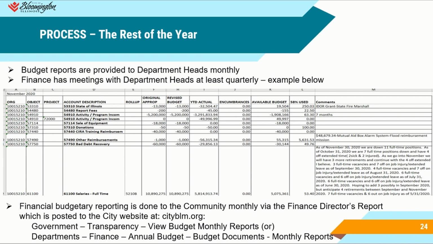The rest of the year. Budget reports are provided to department heads monthly. Finance has meetings with department heads at least quarterly and with some departments every month. Financial budgetary reporting is done to the community monthly via the finance director's monthly budget report, which is also posted to the city website.